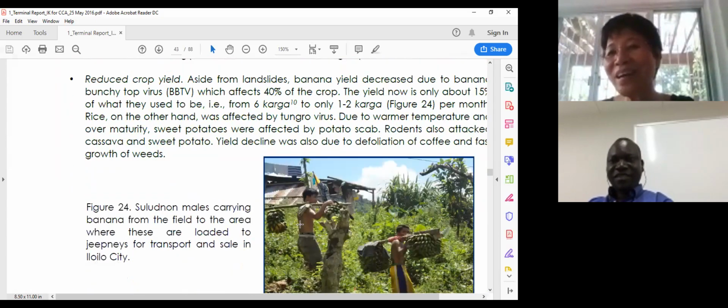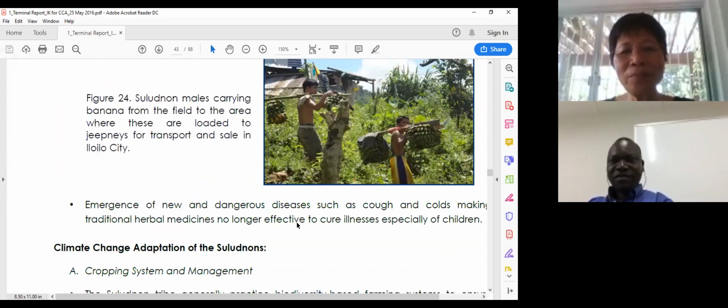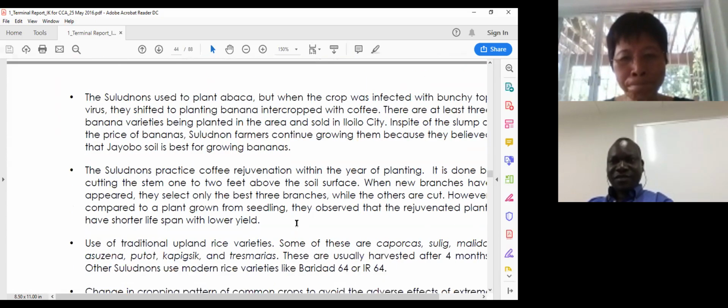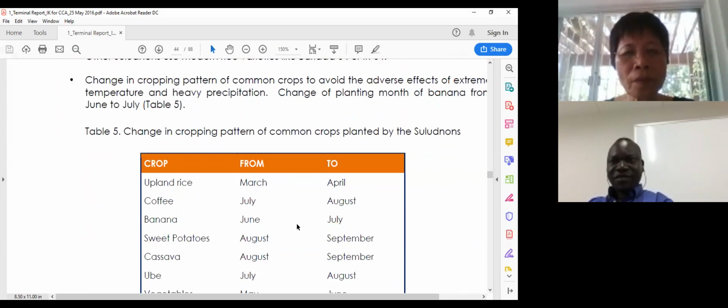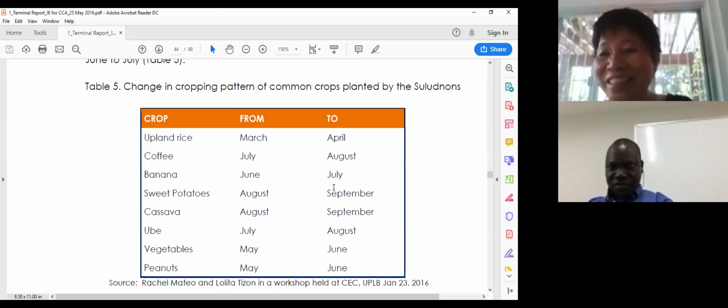All right, this is the one I showed you. They are loaded with bananas, and then there's another one. They changed their cropping system. In upland rice, they used to plant from March. They now plant in April. For coffee, they plant in July. Now they plant in August. For banana, they used to plant in June. Now they plant in July because of climate change.